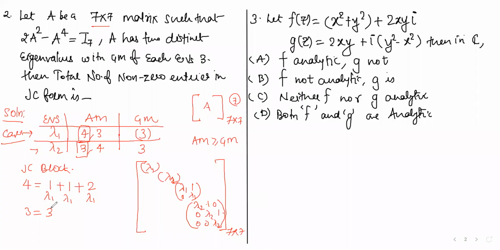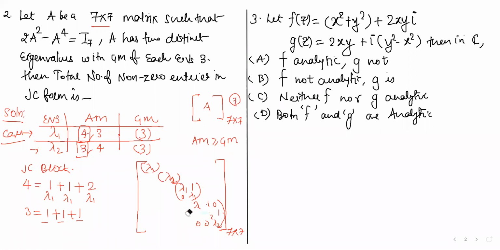Well, I guess I made a mistake here, because it is not correct. See, we spotted the mistake. The GM is 3, that means there should be 3 blocks. And here I have only 3, AM is 3. So we have to distribute 3 in this manner, 1 plus 1 plus 1. Now see, there are 3 blocks of 1 order.